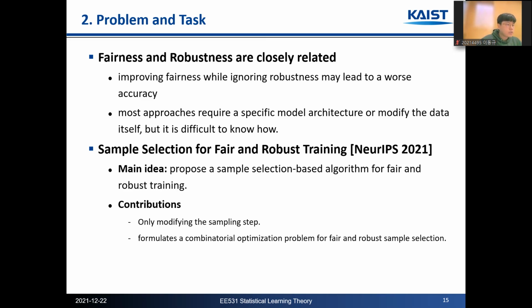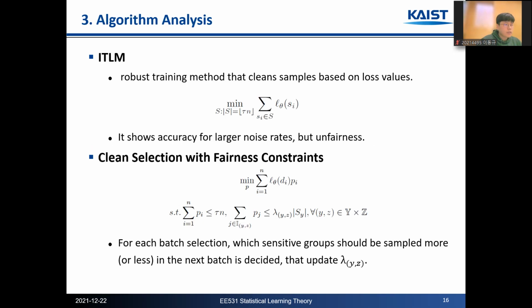The proposed method formulates a combinatorial optimization problem for fair and robust training. Sample selection can achieve unbiased sampling in the presence of data corruption. Before the optimization framework is explained, let me introduce ITLM, that is, a robust training method that cleans samples based on their loss functions. ITLM shows good accuracy for large noise rates, but unfairness.